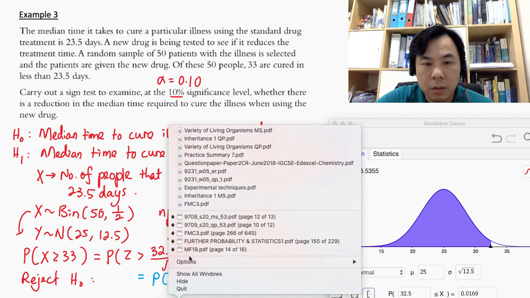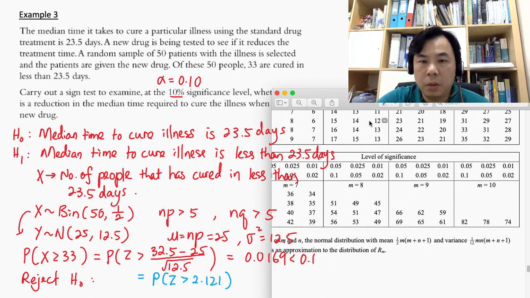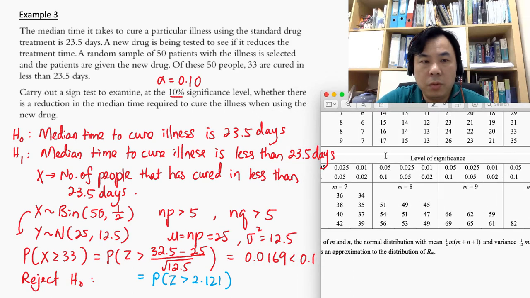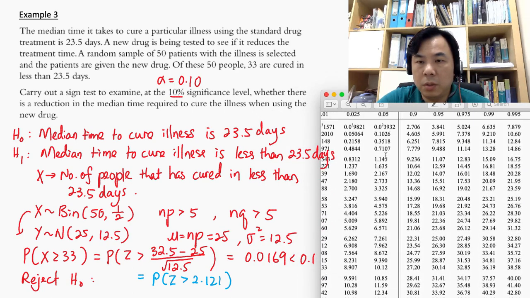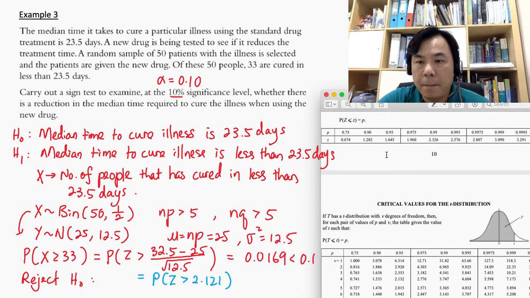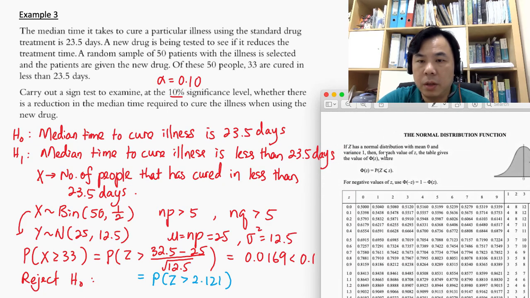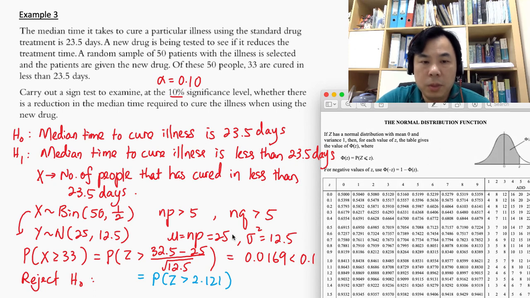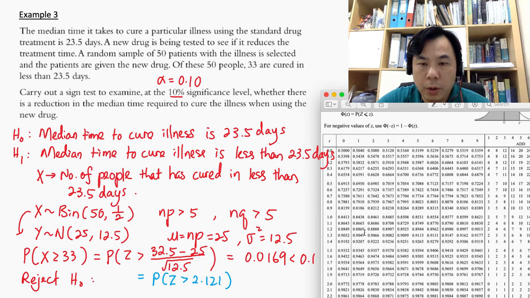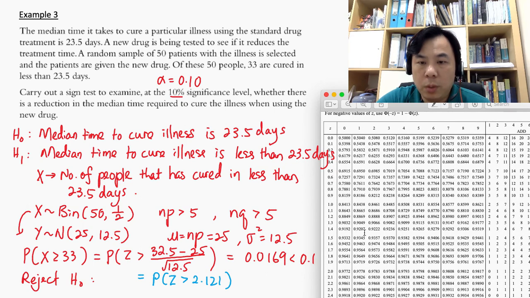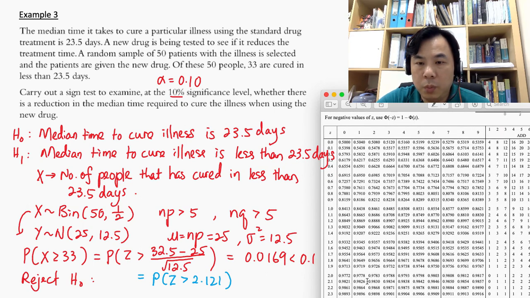So therefore, I'm going to refer to my MF19 data booklet. Now, the section that you're supposed to look for will be the normal distribution. Okay, somewhere here, yes, correct. So under normal distribution, I'm supposed to look for 2.12 approximately. So 2.12. Yeah, 2.12 somewhere here. Do you see that the number is actually 0.9830?